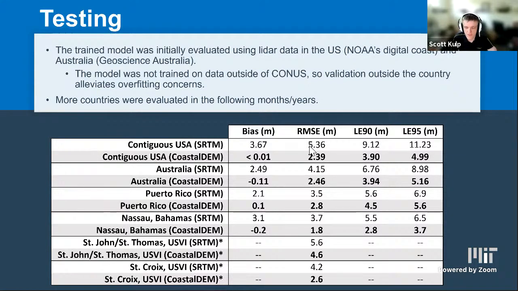The RMSEs, the error scatter, were cut by about a third to a half in most places. And LE90 and LE95, the linear errors, were also greatly reduced.